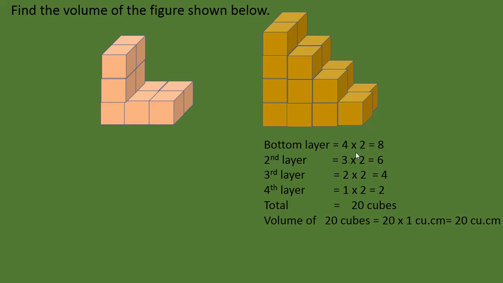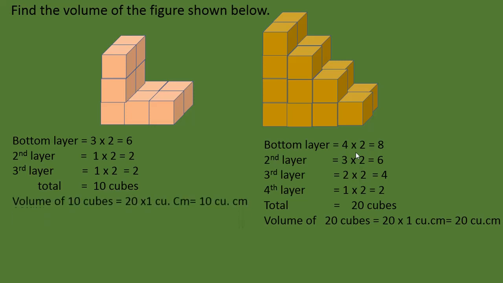Now find out the volume of this shape. So how many cubes does the bottom layer have? 3 twos are 6. And in the second layer, 1 two is 2. Third layer, 1 two is 2. So the total number of cubes is 10. So the volume of 10 cubes equals 10 cubic centimeters.